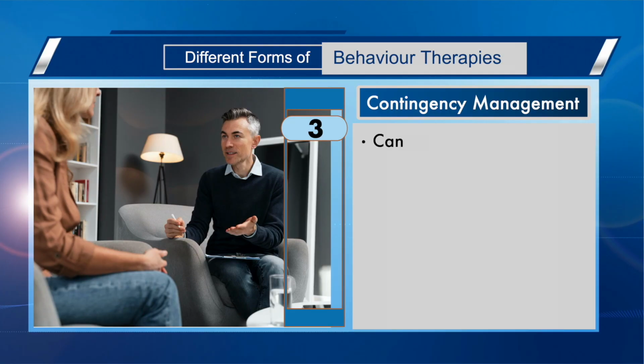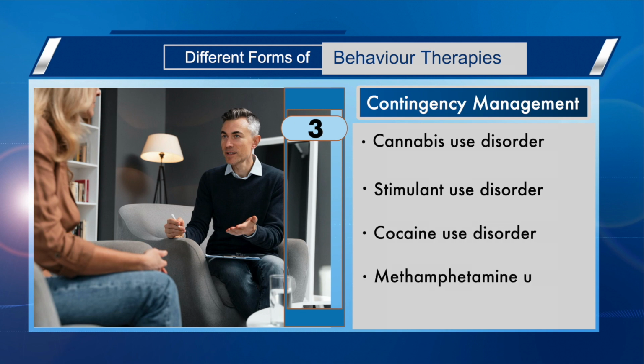However, there are some drawbacks associated with this therapy. Incentives can be considered kickbacks or inducements when they exceed monetary values that are considered nominal. Contingency management can be used in cannabis use disorder, stimulant use disorder, and cocaine use disorder.